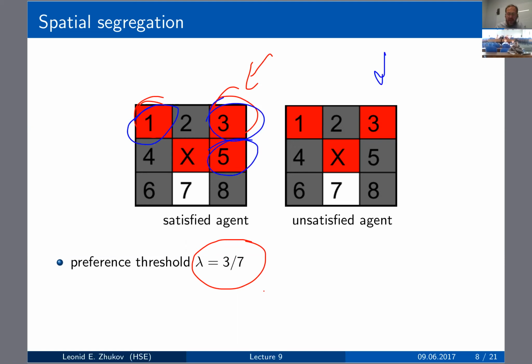And on the right side, here we have only 2 people of his type next to him. And in this case, next means horizontal, vertical, and diagonal. And his threshold is not satisfied, so he's an unhappy, unsatisfied agent. And based on the rules of the game that we're proposing, this agent will be moving to some other spot where he will be satisfied with his neighborhood. And iteratively, all the agents move.